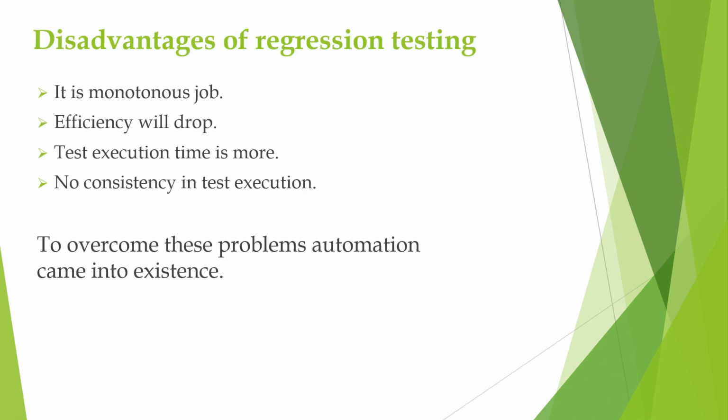Next, we'll see the disadvantages of regression testing. Regression testing is done again and again and it becomes a monotonous job, and the efficiency will also drop here. Also, we have more test execution here, and there will be no consistency in test execution. In order to overcome these regression problems or disadvantages, we go for automation. Automation can only be done for smoke testing and regression testing.